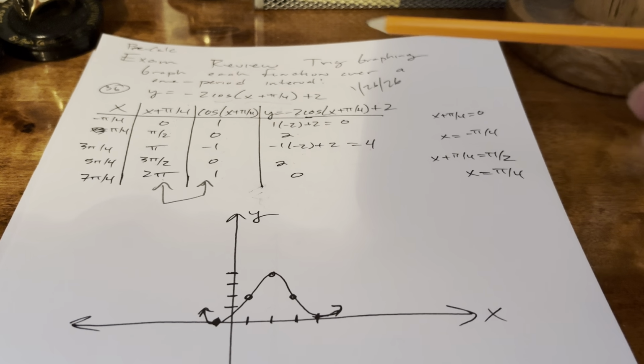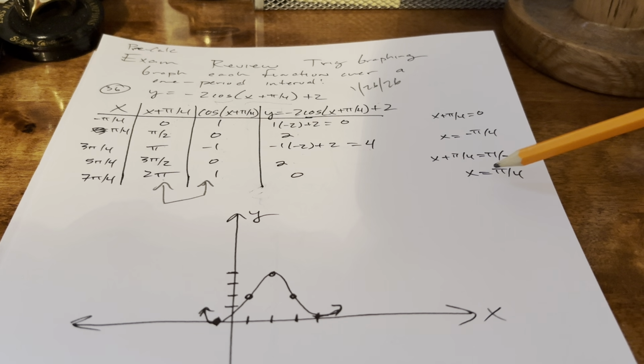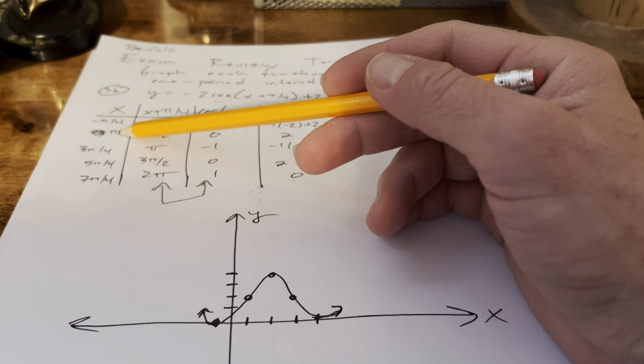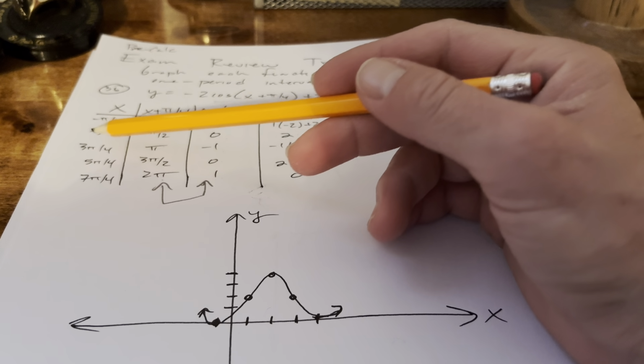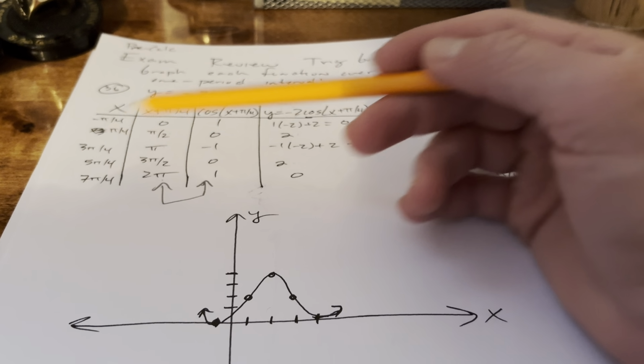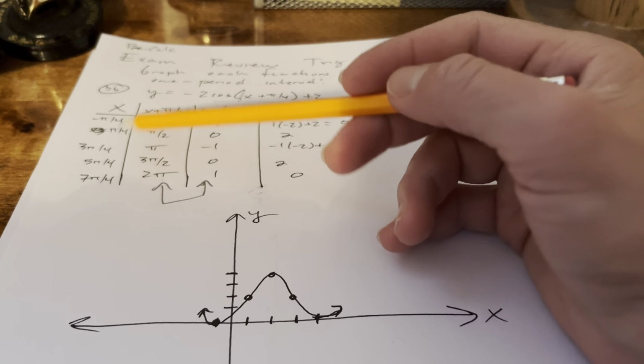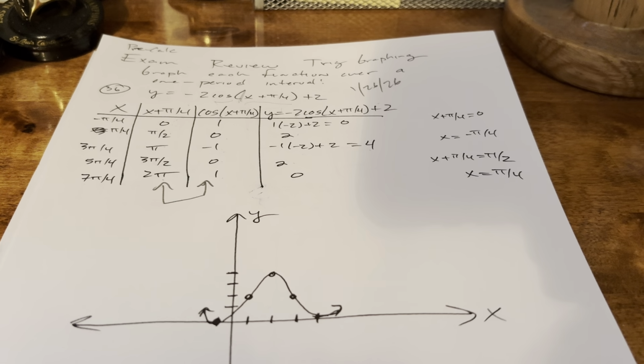Then I'm going to set x plus pi over 4 equal to pi over 2, and I get pi over 4. So I went from negative 1/4 to positive 1/4. I was adding 2 quarters. 3 quarters, 5 quarters, 7 quarters. Folks, 2 pi divided by 1 is 2 pi, so my period is going to be 2 pi. And 7 pi fourths minus a negative pi fourths is 8 pi fourths, which is 2 pi.